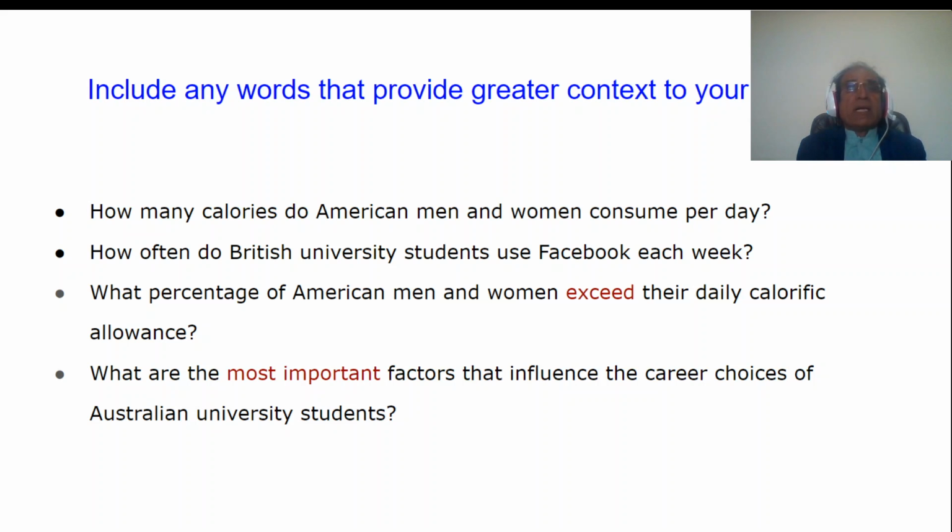Include any word that provides greater context to your research question. So, what percentage of American men and women exceed their daily caloric allowance? So here we add the word exceed. Similarly, what are the most important factors that influence the career choice of a university student? So most important, in this example, is an added word that provides greater context to our research question.